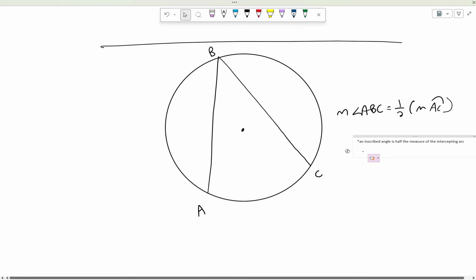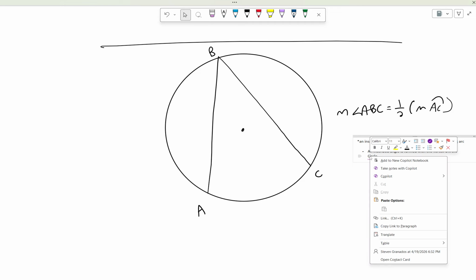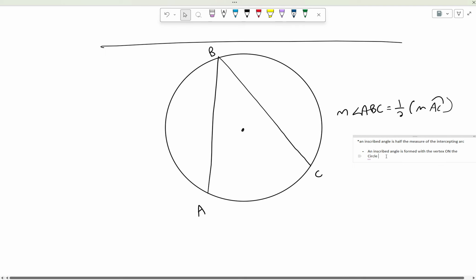Also, an inscribed angle is formed on the circle, with the vertex on the circle, by 2 chords.